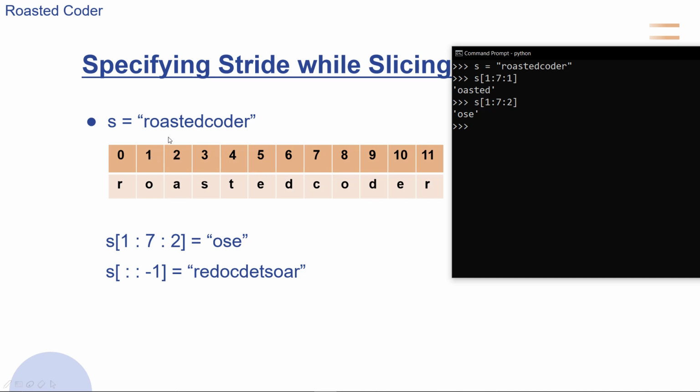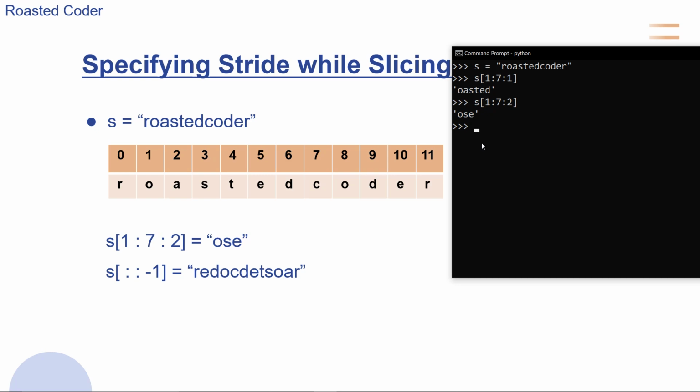Like from here it will move to 1, and now it will move from here to 2 distance. 1 2 OSE. Now it's printing. And after this, since the second position is greater than the length of the string, it will not print anything.